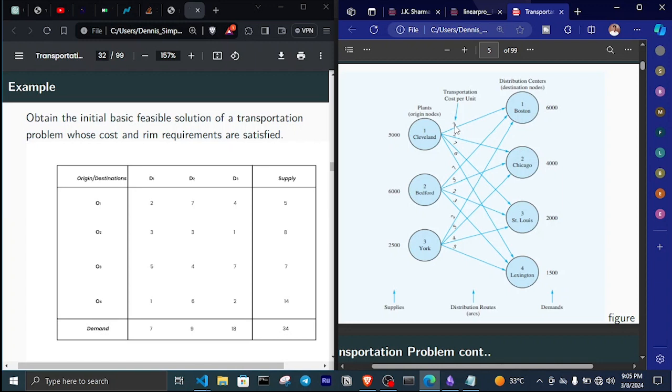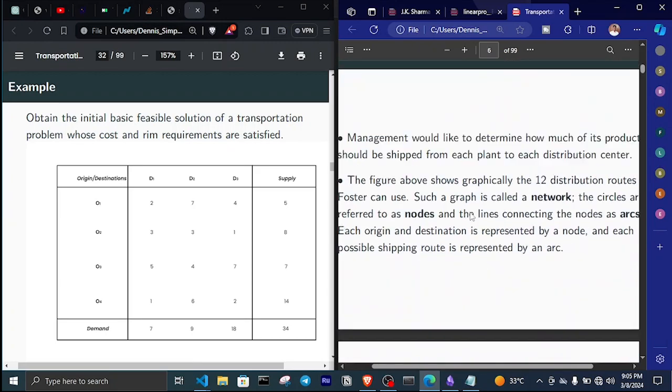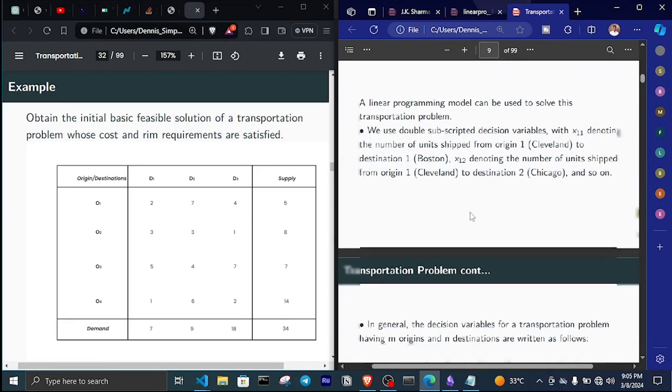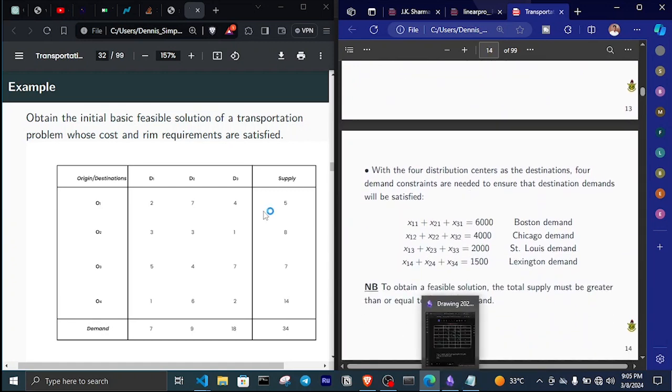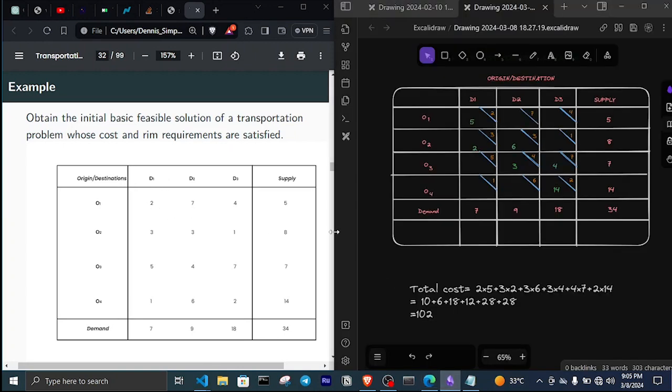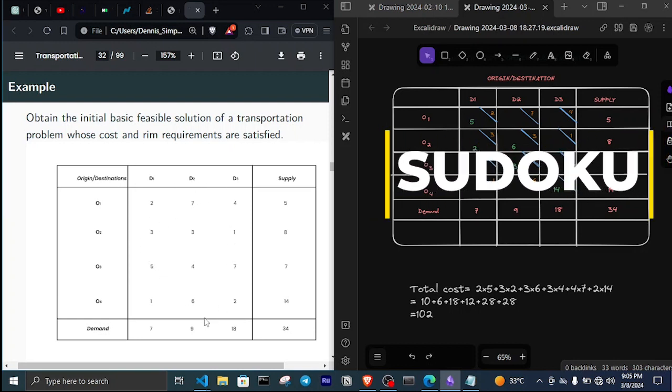I am of the assumption that you have prior knowledge. So let's go straight to solving our example. The values filled in here represent the cost for each unit shipped or transported from the origin to the destination. The northwest corner rule is very similar to the game of Sudoku. So you might see us playing some Sudoku in here.